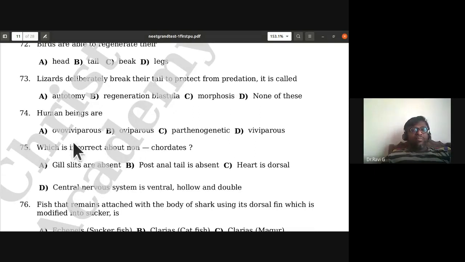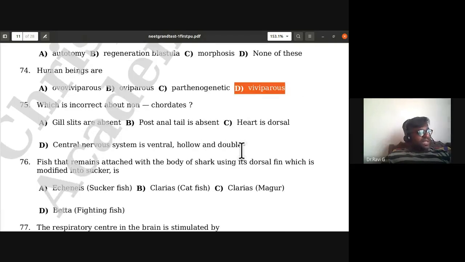74th, human beings are ovoviviparous, parthenogenetic, viviparous. We give birth to young ones, so we are viviparous. So human beings are viviparous.